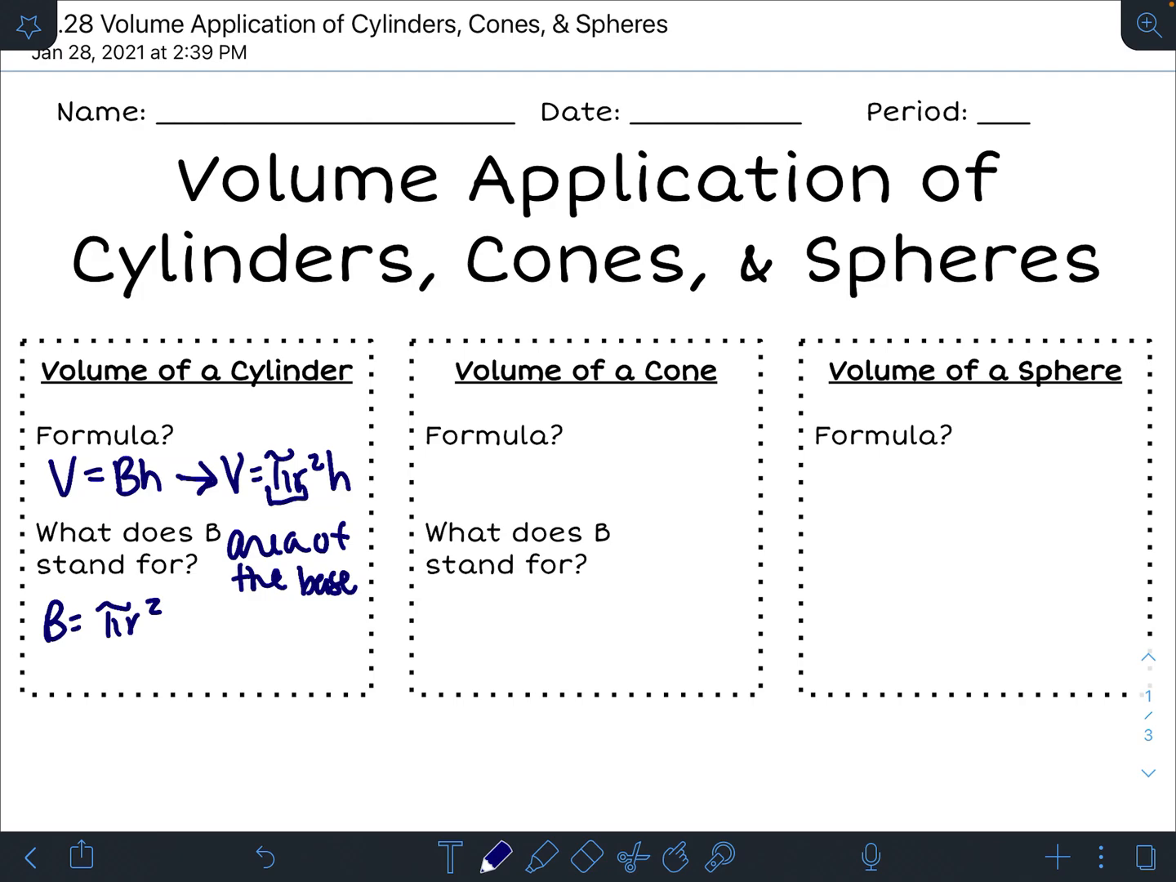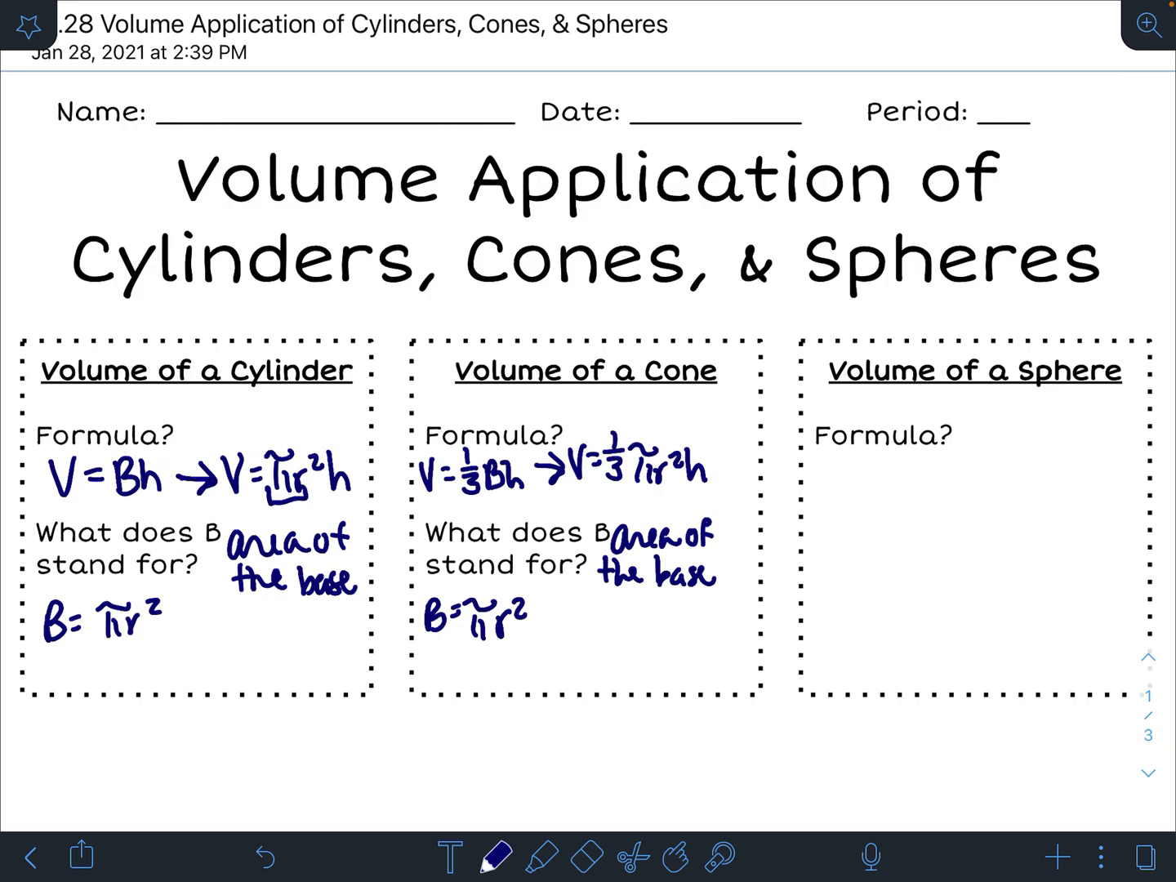The formula for volume of a cone is V equals 1/3 big B times H. Again, big B is area of the base. My base is a circle, so to find my big B, it would be pi r squared. If I substitute that into this formula, it's V equals 1/3 pi r squared times height.